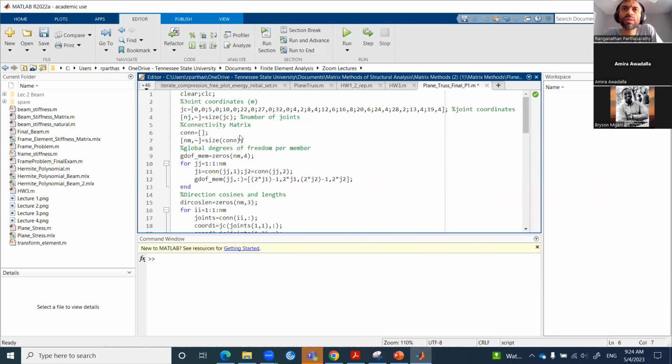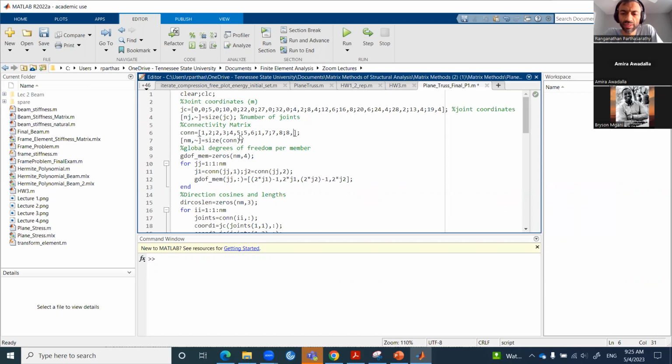So member 1 is connecting 1 and 2. Member 2 is connecting 2 and 3. Member 3 is connecting 4 and 5. Member 4 is connecting 5 and 6. Member 5 is connecting 1 and 7. Member 6 is connecting 7 and 8.